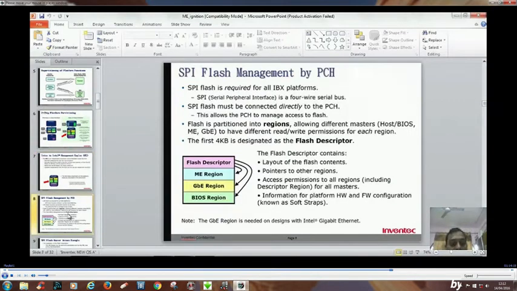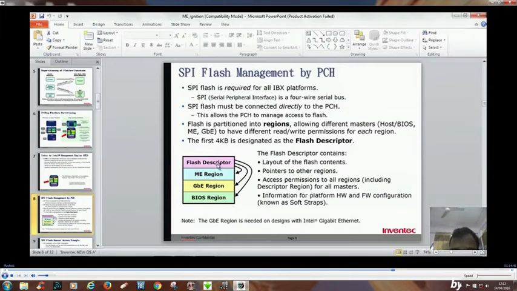And we go to the next slide. Now this is a BIOS chip. This is an SPI BIOS chip. Nowadays the SPI BIOS chip, which is connected to the PCH, has a flash that is divided into many kinds of regions. And what are those regions?